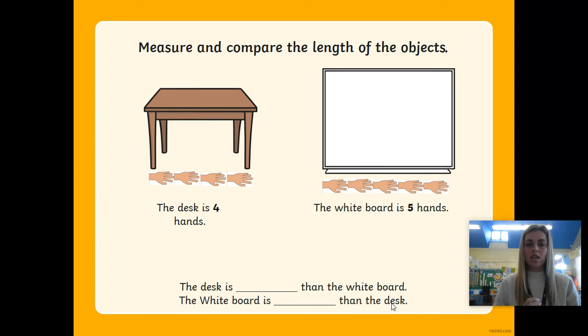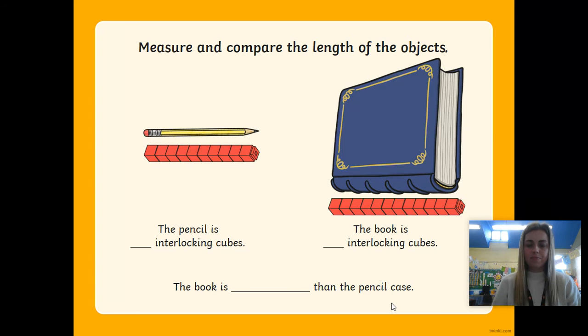You discuss this, you think about this. So let's have a look. The desk is shorter than the whiteboard because the desk is 4 hands and then the whiteboard is 5 hands. So it's smaller, isn't it? The number is smaller. 4 is smaller than 5. And then that means that the whiteboard is longer than the desk.